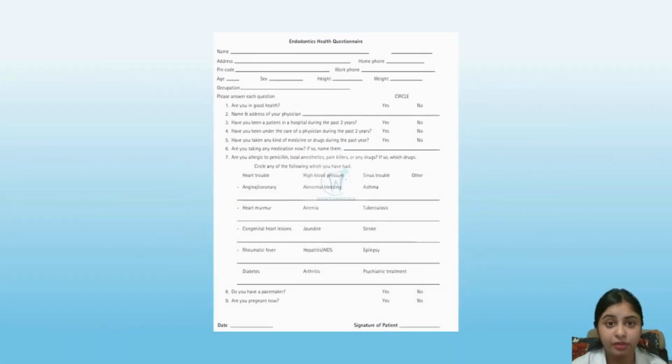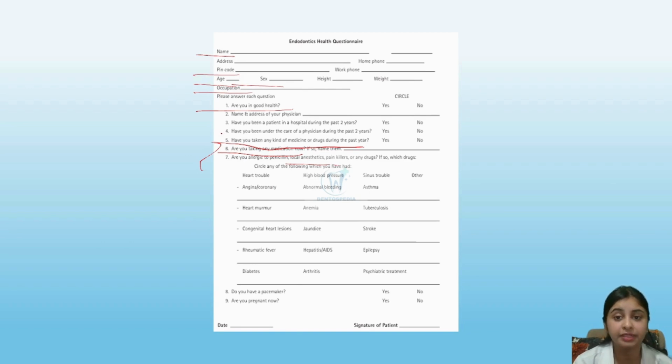So we can see a sample case history record, including the patient name, address, age, gender, occupation. Is the patient in good health? Is the patient suffering from any medical problem? Is the patient taking any medication? Is the patient allergic to any medication or local anesthesia? If taking medication, the name, and why? We have to take a thorough history of medical and dental reports. And also the signature of the patient with the date is very important.